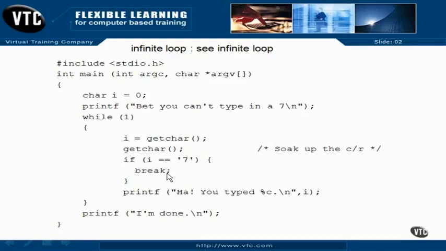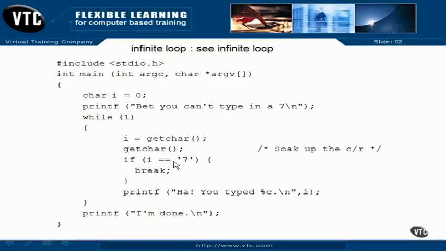Break works on the latest loop that it's inside. Had there been another loop in here and another loop, the breaks keep track of what loop they're in. This break knows that it's inside this while. So when we hit that break statement, it knows to go to the next statement after the close of that while. So it'll jump us down to here and we print I'm done.